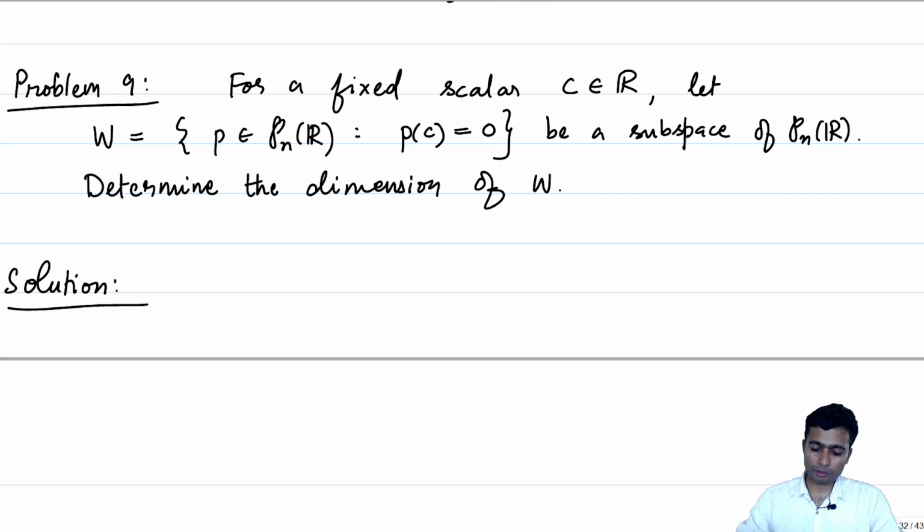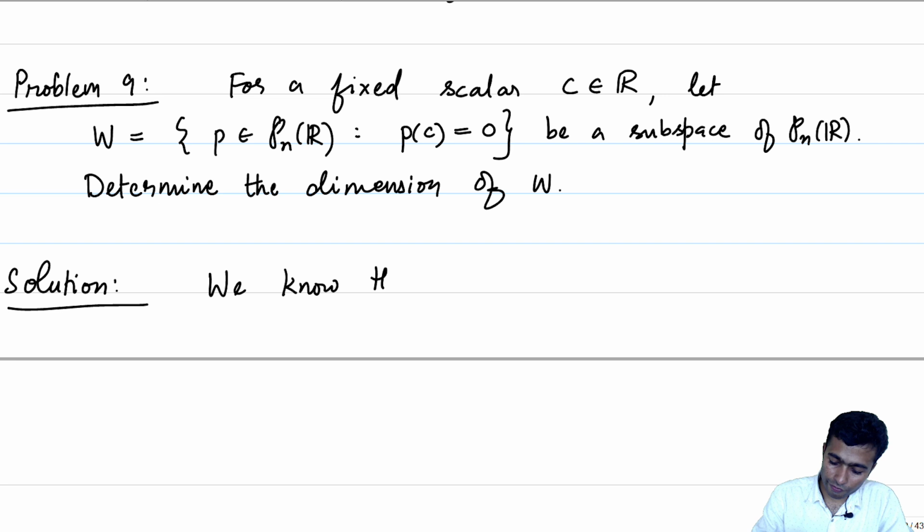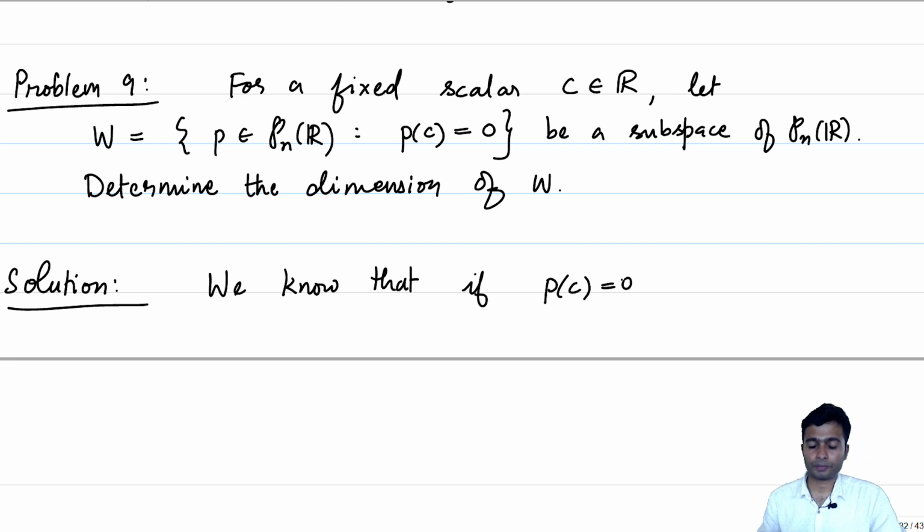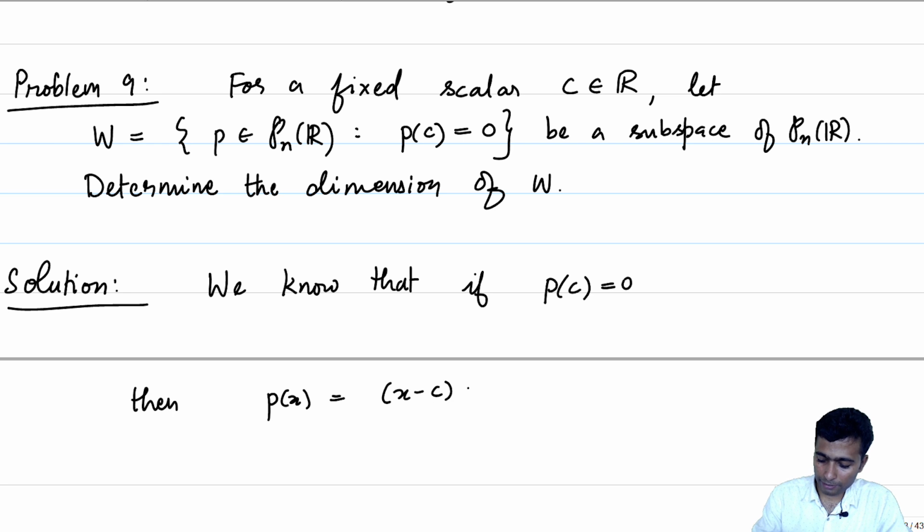So what is W precisely? W is the set of all polynomials P that vanish at C. We know from our basic algebra that if P of C is equal to 0, then P of X is going to be X minus C times Q of X, where degree of Q of X is degree of P of X minus 1.